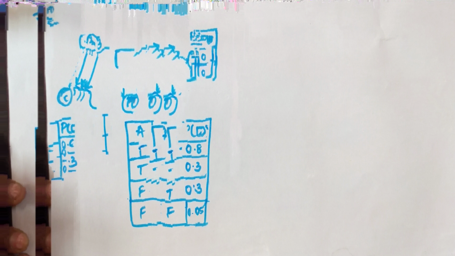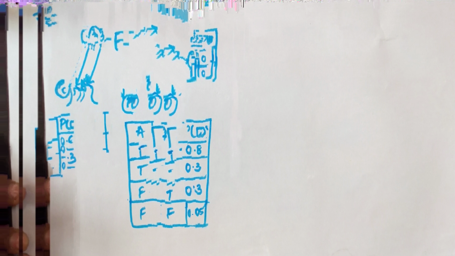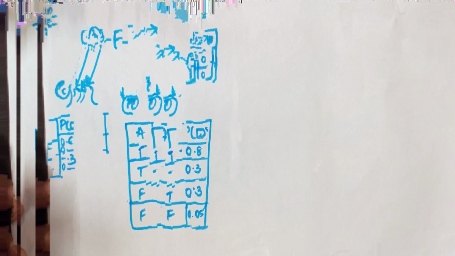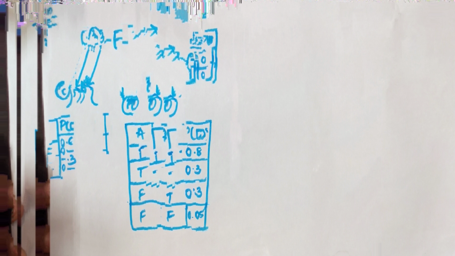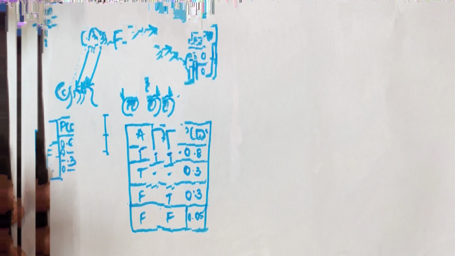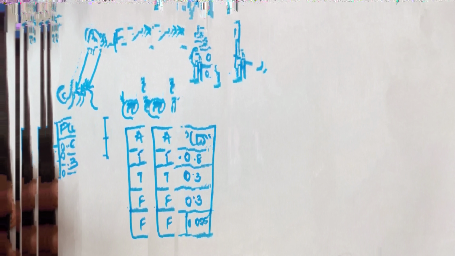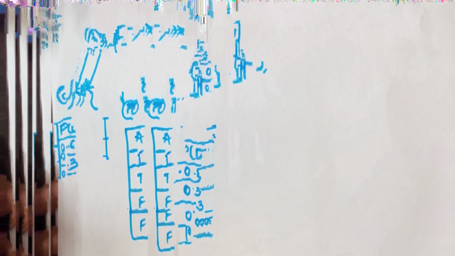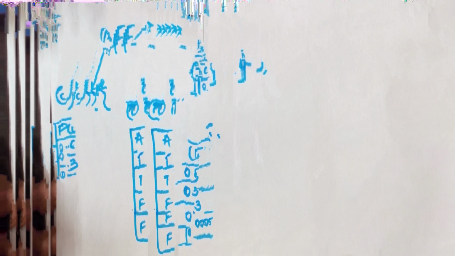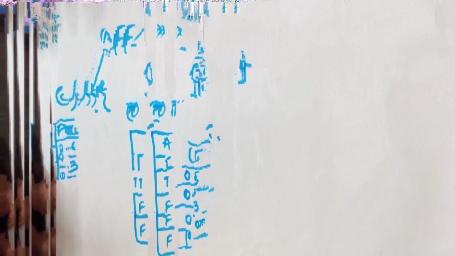Now A and B values are to be obtained: true true, true false, false true, false false. P of D can be calculated by using both A and B nodes. So these are the values: 0.8, 0.3, 0.3, 0.05. This is the conditional probability table for the given Bayesian belief network. Hence we name it here conditional probability table.